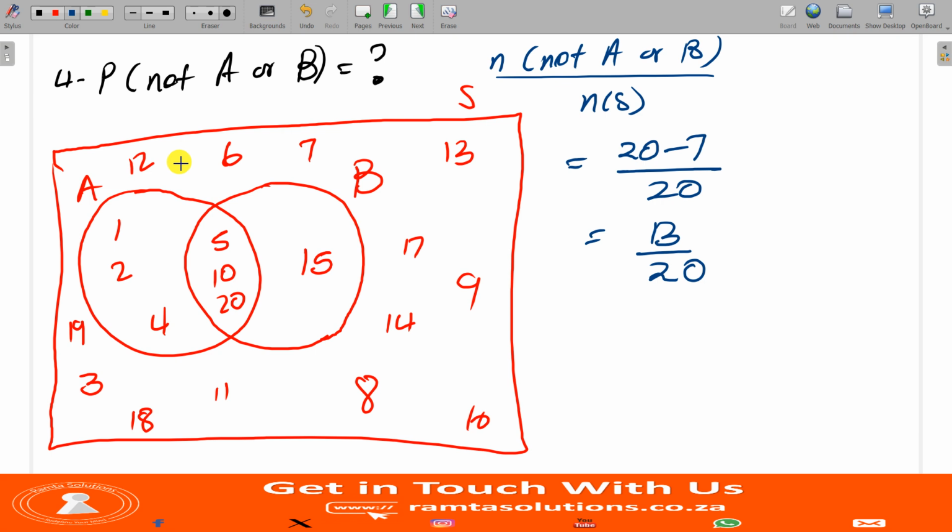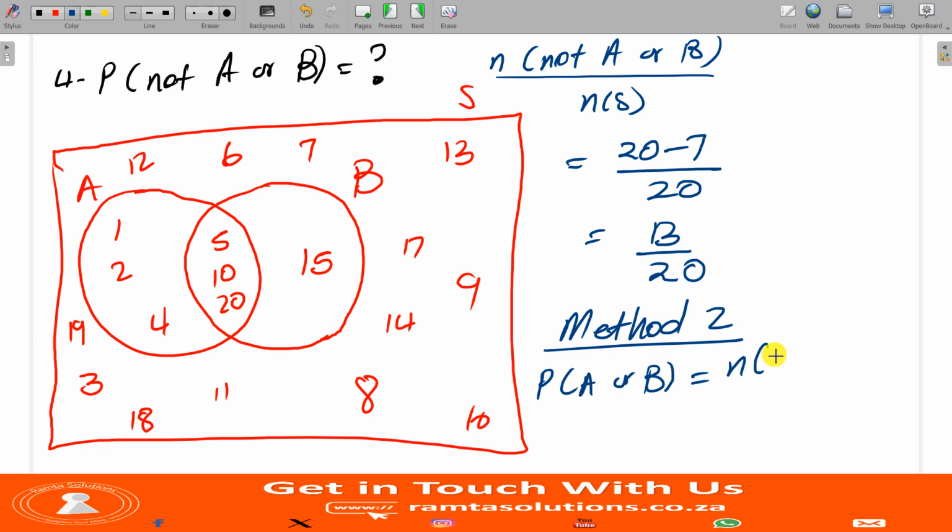So this is how we interpret this Venn diagram. Remember, you could have also done it in another way, or let me say method 2. Method 2, you could have said, what is the probability of A or B? It would be the number of elements of A or B all over sample space. And what are they? 1, 2, 3, 4, 5, 6, 7.